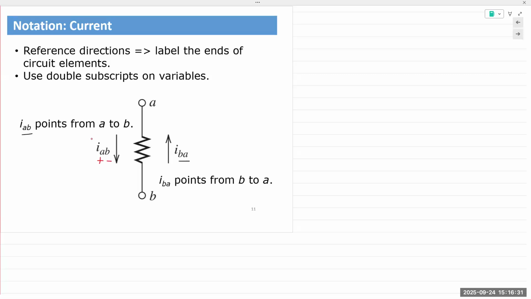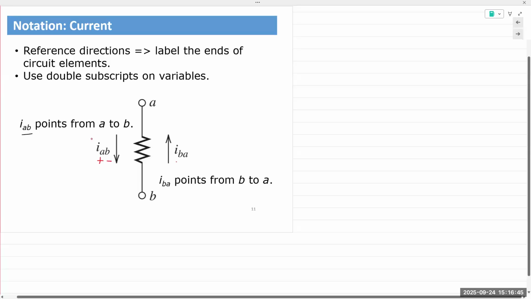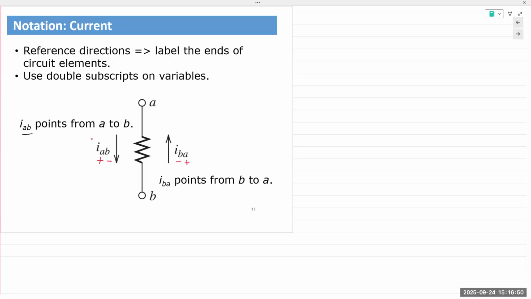That's how we would connect the meter. If we are trying to measure IAB, we would connect the positive terminal of the meter towards A, and the negative end towards B. IBA would be the opposite. It simply means current is flowing from A to B, or it's moving from B to A.